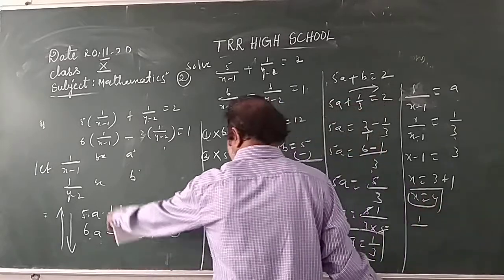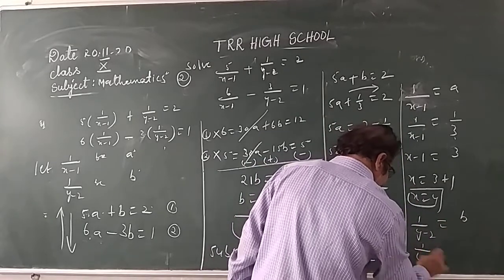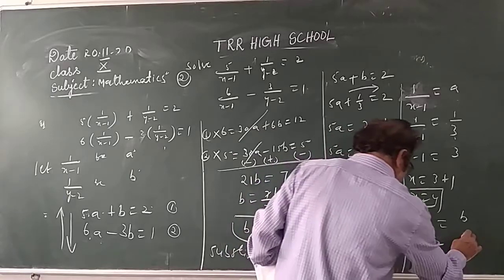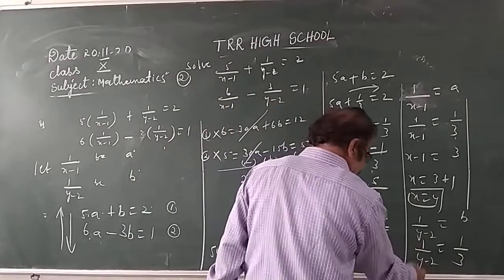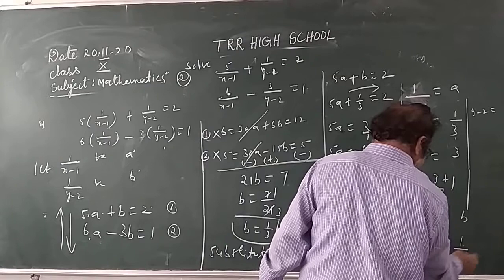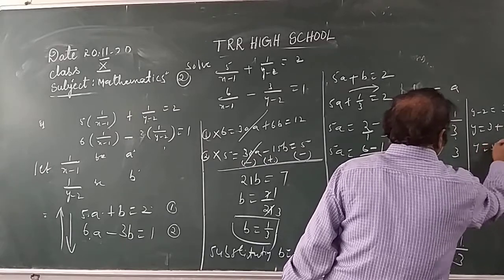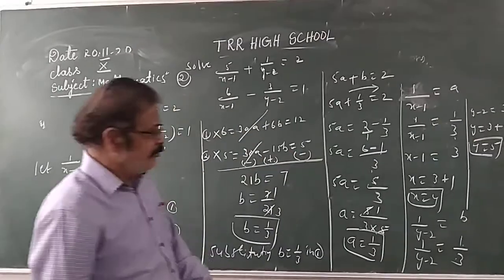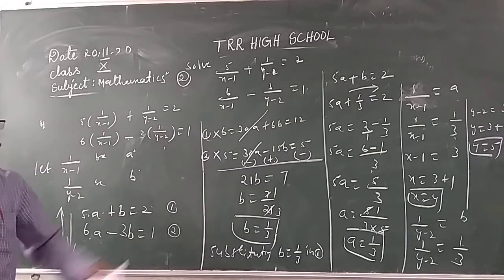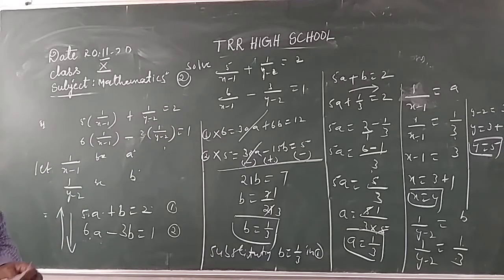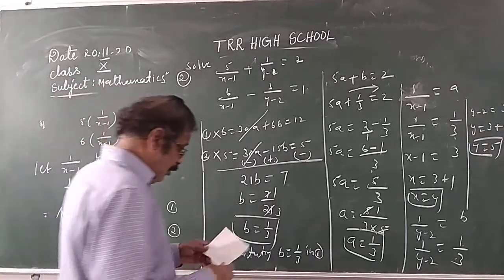Similarly, 1 by y minus 2 is equal to B. B value how much? 1 by 3. Reverse it. 1 by y minus 2 reversed is y minus 2 by 1, 1 by 3 reversed is 3 by 1. So y is equal to 3 plus 2, shifting to the right side. y is equal to 5. So therefore, x is equal to 4 and y is equal to 5. So this is the solution of the given pair of linear equations. So we can do one more problem also. I hope you clearly understood. I will explain one more problem.